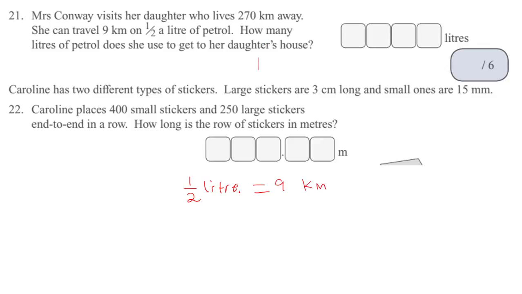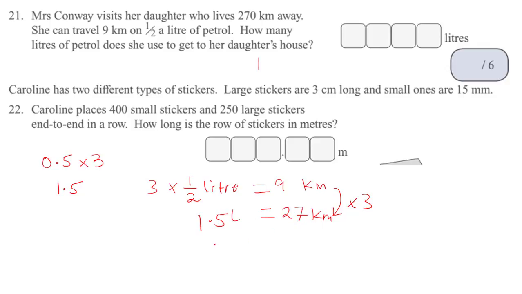Now, what I could do first of all is to think about how much petrol I will need for just 27 kilometers, because I know that if I times 9 by 3, then that's going to be 27 kilometers. And if I times a half by 3, now remember half is 0.5. So you can just times that by 3. And if you do that, the answer is going to be 1.5. So if you have 1.5 liters, then you can do 27.